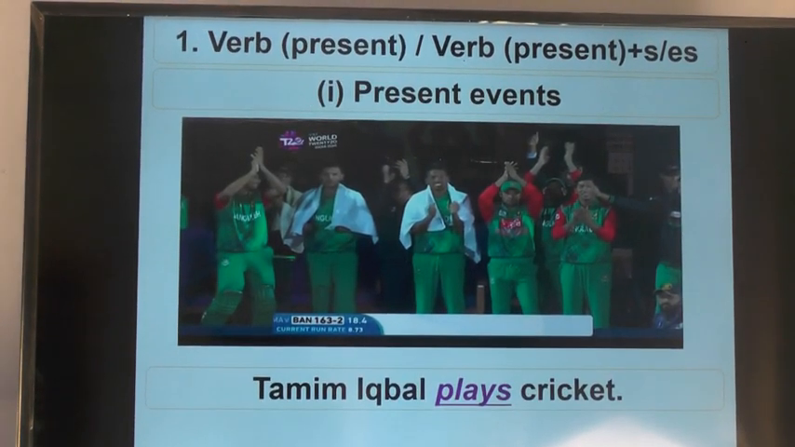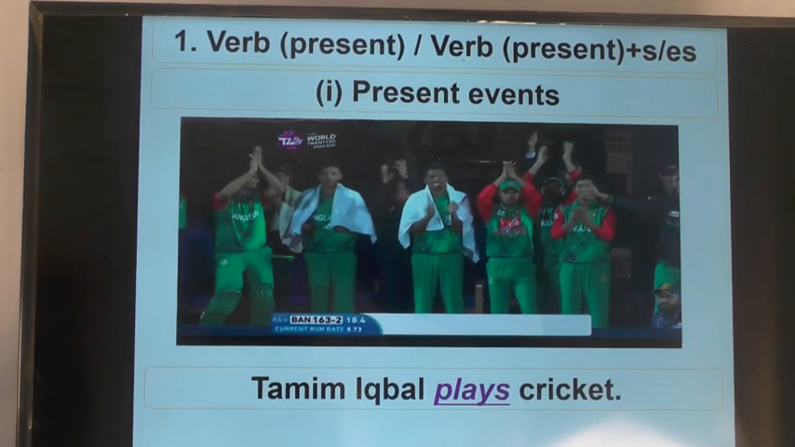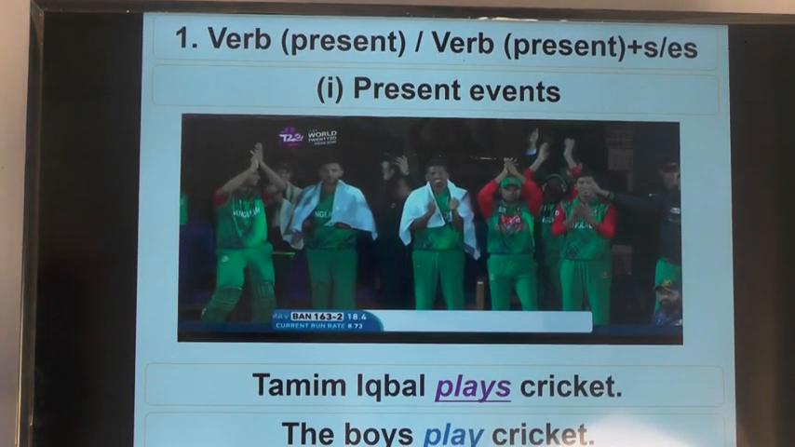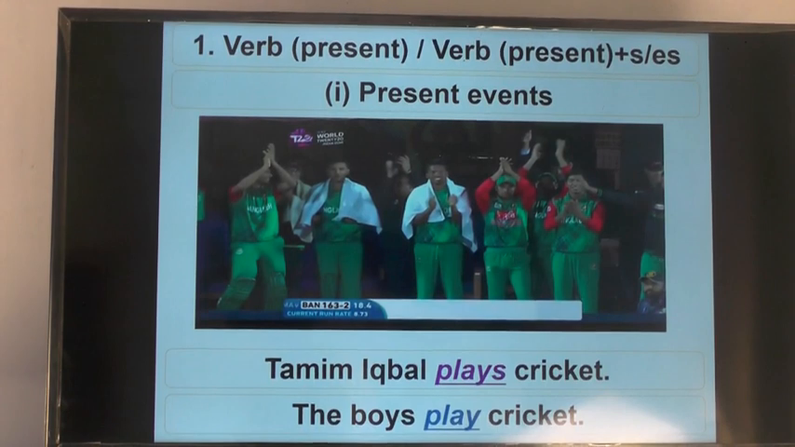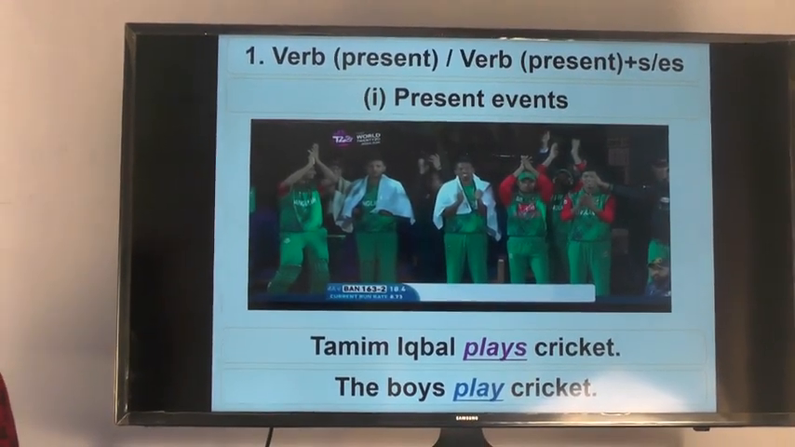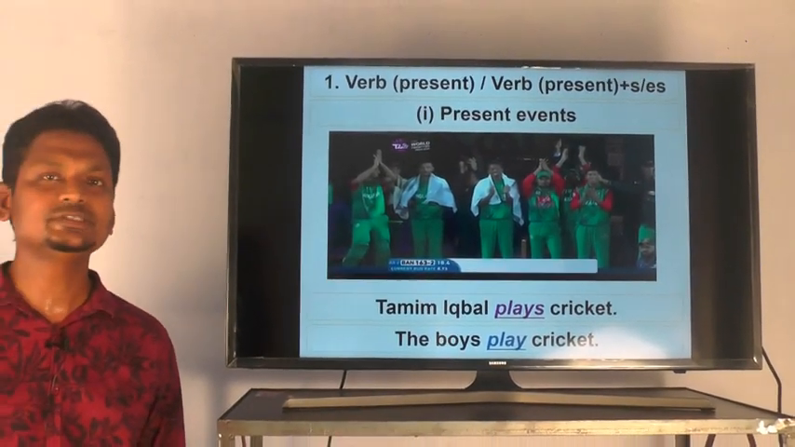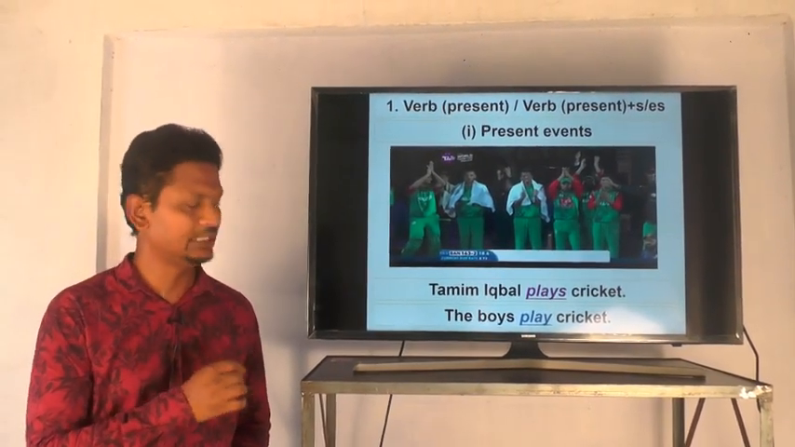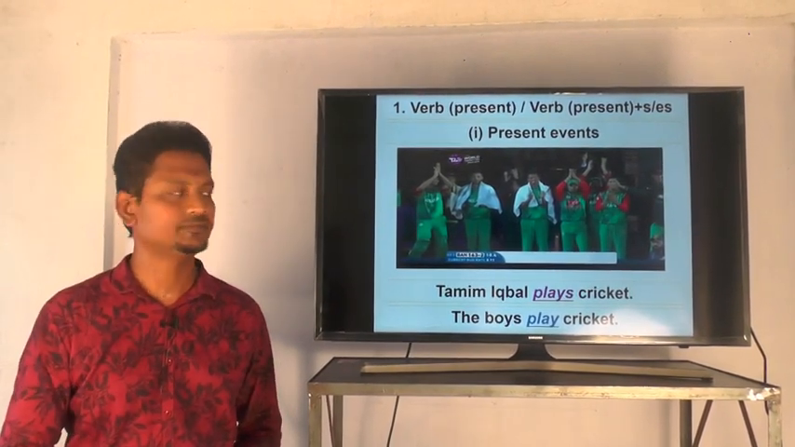So we can say Tamim Iqbal plays cricket. This is a present situation, present event, because Tamim Iqbal is still a cricketer. But if we change the subject like this, the boys, then the verb is also changed. The boys play cricket. So look at the difference. Tamim Iqbal plays cricket, but the boys play cricket. The difference lies in the uses of the verbs. In the first position we use plays, and in the second position we use play. Why? The mystery will be disclosed later on.